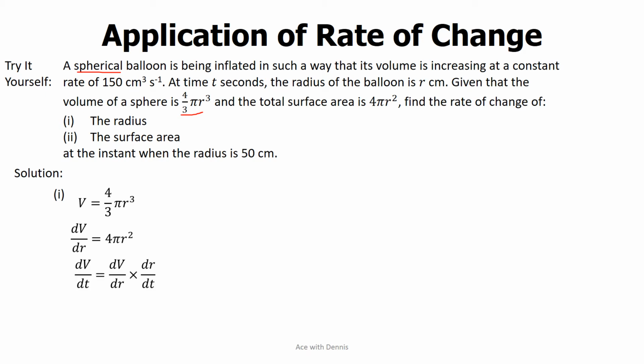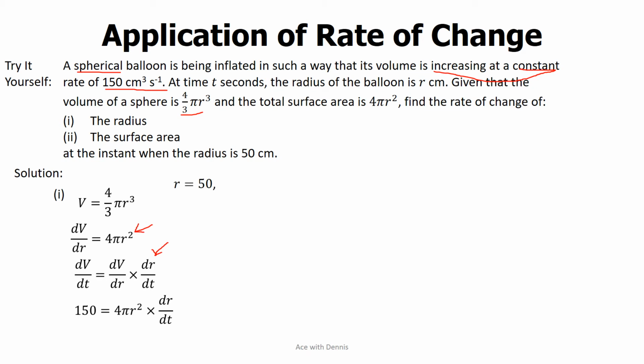Then we can apply the chain rule: dV over dt equals dV over dr times dr over dt. We want to find dr over dt. dV over dt is 150 because it is given as increasing at a constant rate of 150 cm3 per second. So dV over dt equals 4 pi r squared times dr over dt.